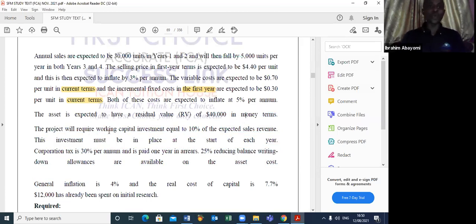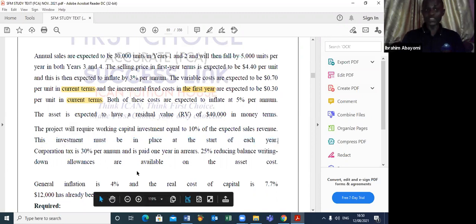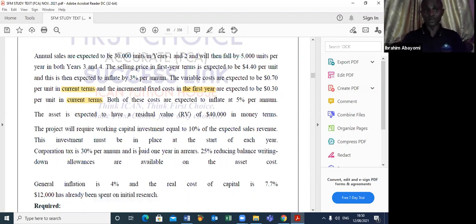The project will require working capital investment equal to 10% of the expected sales revenue. This investment must be in place at the start of each year. You don't need to be told it before you understand that. So it's just an additional statement. The examiner is not under obligation to give you this statement. Working capital is always in place at the beginning of the period. So whether the information is there or not, we start from the beginning of the period.